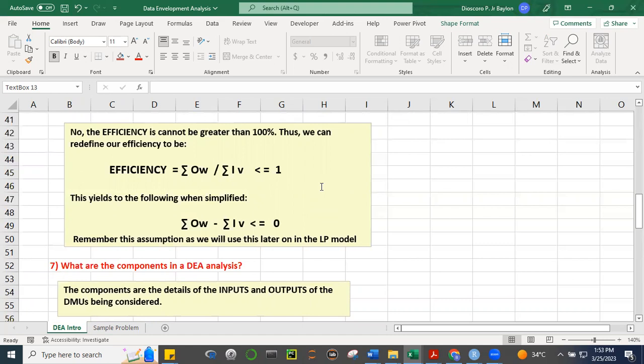As I said, the simplification of this imposition that the efficiency should not be greater than 1 is this one. So they are equivalent. So the summation of weighted output minus the summation of weighted input should be less than or equal to 0.